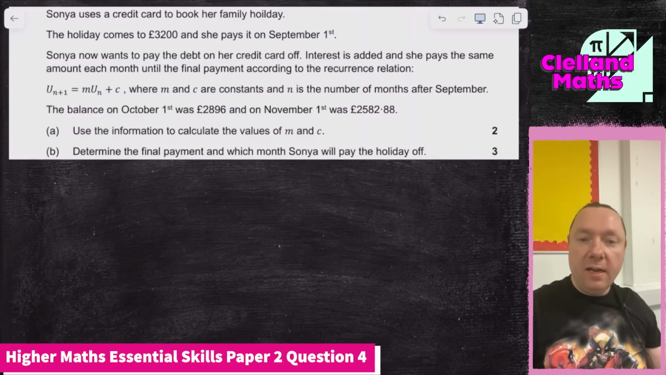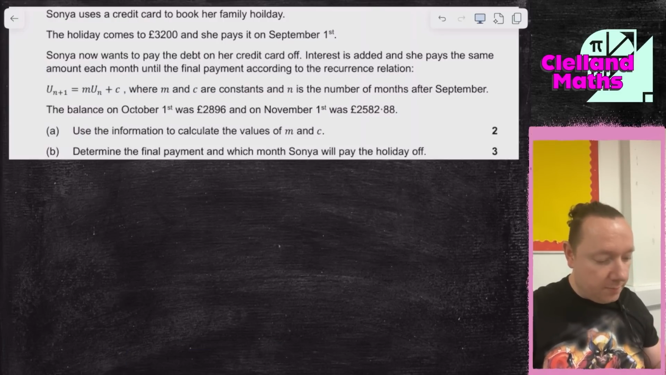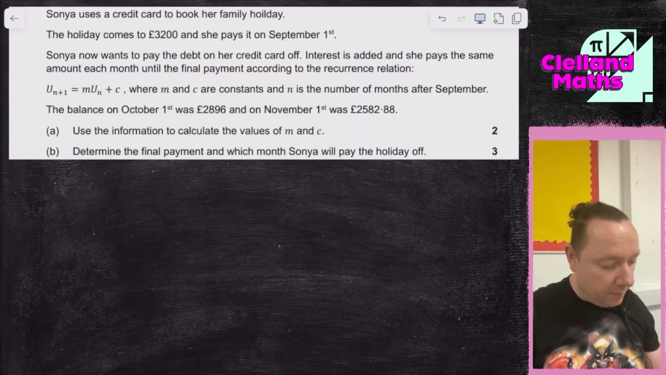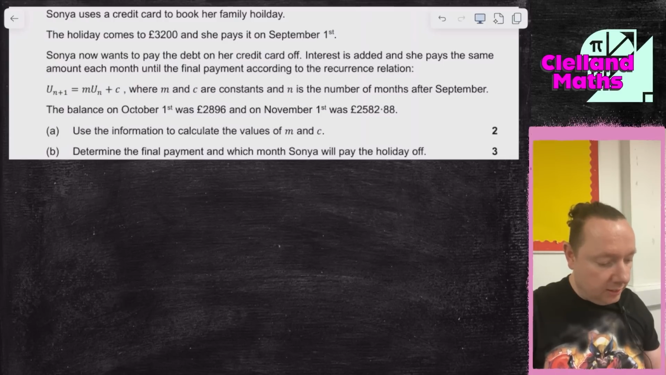SQA Higher Maths 2025 Essential Skills Paper 2, Question 4. Sonia uses a credit card to book her family holiday. The holiday comes to £3,200 and she pays it on the 1st of September. Sonia now wants to pay the debt on her credit card off. Interest is added. She pays the same amount each month until the final payment. According to the recurrence relation, U(n plus 1) is M U(n) plus C, where M and C are constants, and n is the number of months after September.